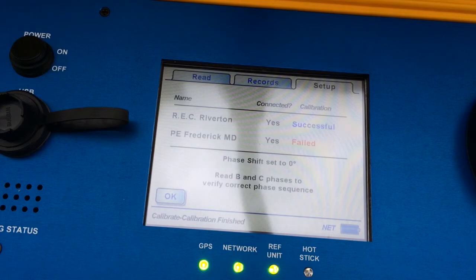So I'll stop the video now. I'm not going to put P.E. Frederick Maryland in the first placeholder because I'm confident it's going to do the same thing. Whatever's in the second placeholder is what's going to fail.